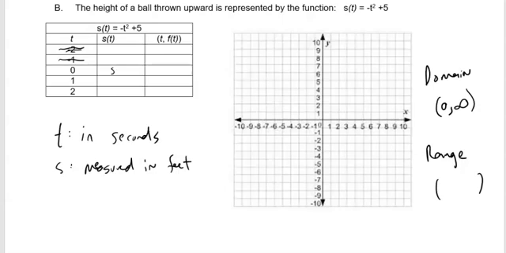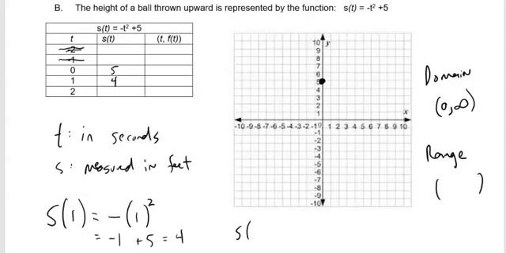When time is 0, the height's 5. So it's like starting here. When time is 1, the height is, now you got to be careful with this one. Let's do this one. S of 1. Your choices are 6 or 4. -1 squared. Is that +1 or -1? Well, we got to be real careful. It's -t squared, right? So that means I first square the 1 and then I make it negative. So that's actually -1. And that should be 4. So that's 4.